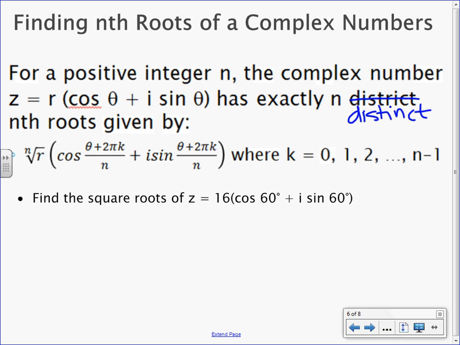What you are going to do is take, first of all, the nth root of r. That's pretty basic. Then you take your original angle and add 2 pi k or 360 degrees k, depending on if you're in radians or degrees, divided by n. Now k is 0 all the way up to 1 less than n. So if I ask you for the sixth root, you're going to do this 6 different times, when k is 0, 1, 2, 3, 4, and 5.